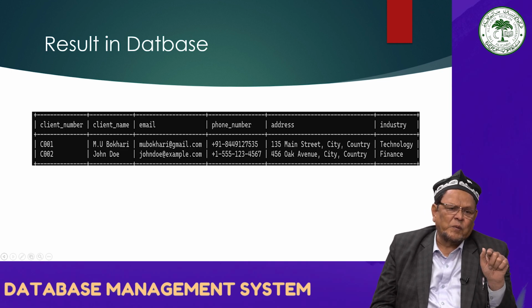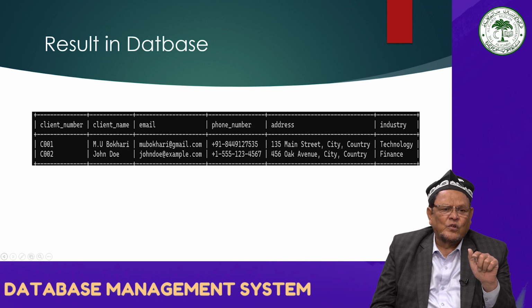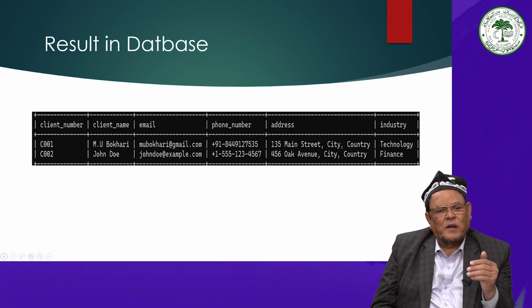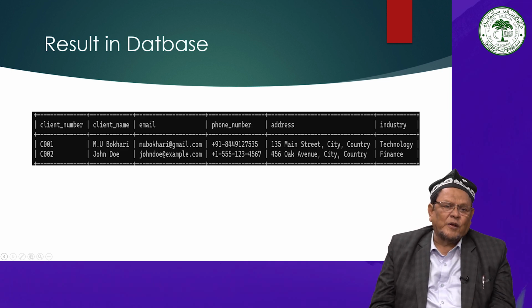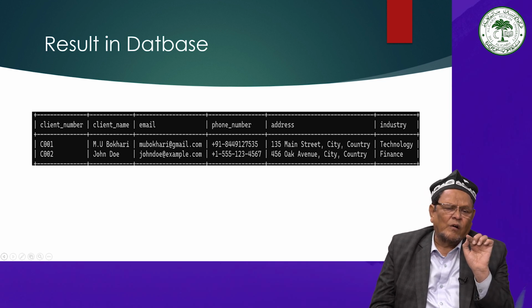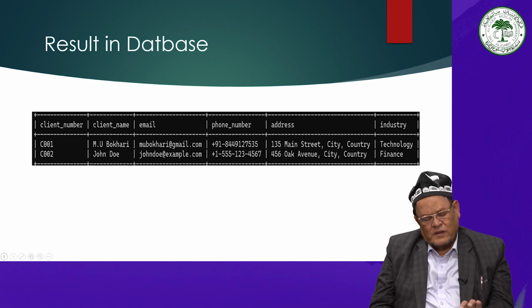The second row will display C002 John Dew at the rate example, and the phone number, the address 456 Oak Avenue, City, Country, and the finance. It will display on the screen. In the database, you have to write show. Here, you only have to enter the value in the form and then press, and automatically a record will be added in your database.